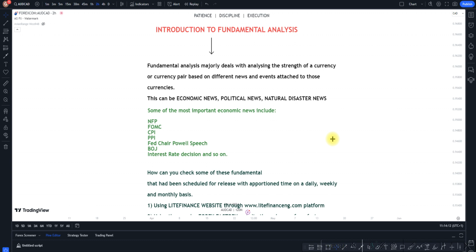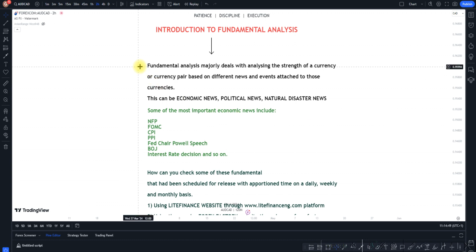So, for this lecture, we'll be going through another aspect of analyzing the global financial market, or you say the forex market, which is fundamental analysis. I believe before getting to this point, we have understood every part of technical analysis. So now we'll be moving further into fundamental analysis. But before then, we need to do a quick introduction to understanding what this means.